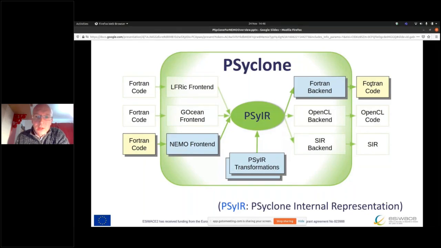In principle, we can go other ways. We could, in principle, generate OpenCL, and we can, in a limited sense, generate intermediate representation for the Dawn tool that Carlos et al. will be talking about in the second half of this week. But for now, I'm going to concentrate on generating Fortran out at the end.